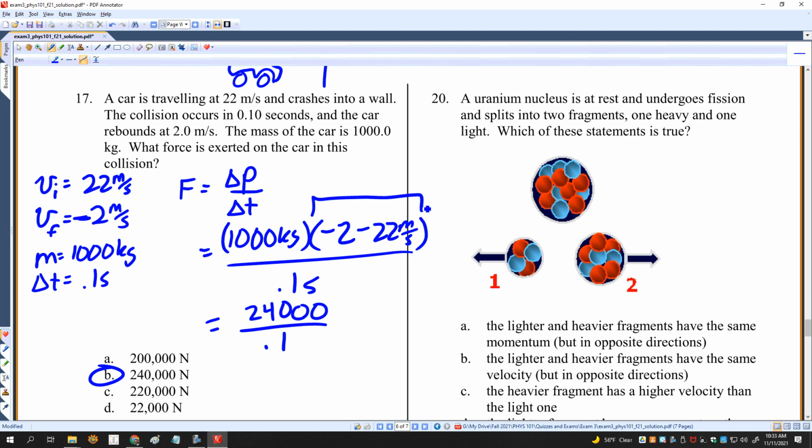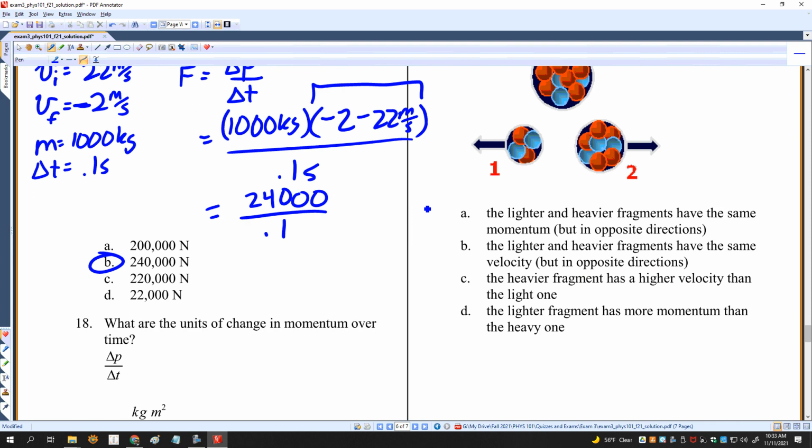Being careful here, a big mistake that people make is that they take this to be 20, but you have to be careful with your signs. Basically, if you're ever having a rebounding problem, the change in speed is going to be the sum of the two numbers, not the difference of the two numbers.